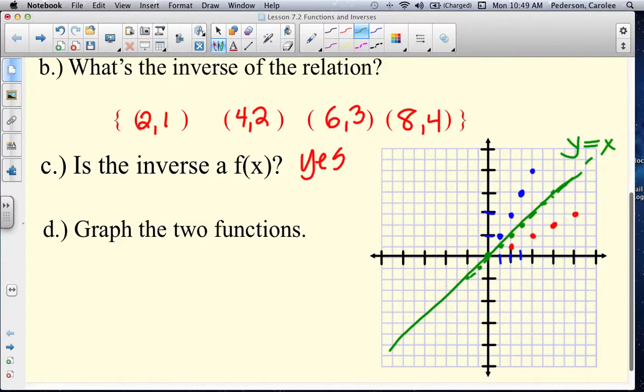So part of your homework today is we will give you a set of ordered pairs and you need to find its inverse. Just interchange the ordered pairs and then you can graph them.